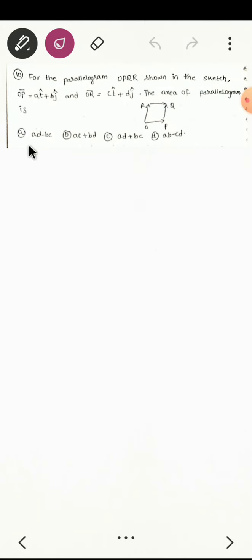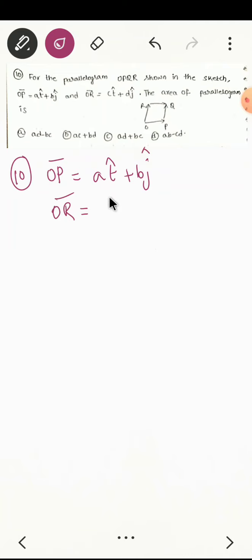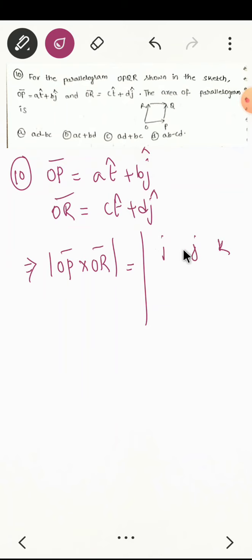Then problem number 10. For the parallelogram OPQR shown in the sketch, they have given vector OP as A i cap plus B j cap, that means I, J. Then OR bar is equal to C i cap plus D j cap. What is the area of the parallelogram? Mod of OP cross OR bar, that's it. So find I, J, K constants: A, B, and the K constant is 0. C, D, and the K constant is 0.